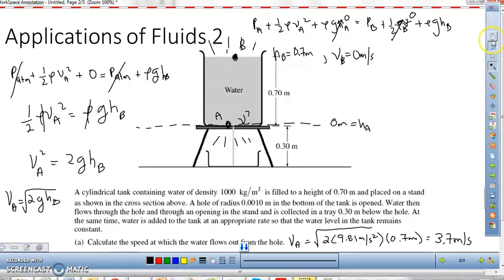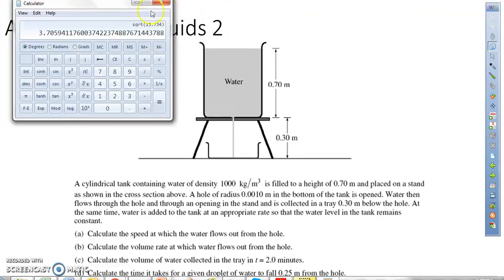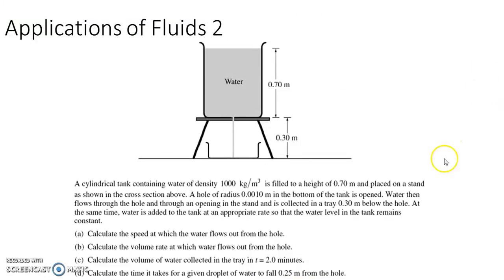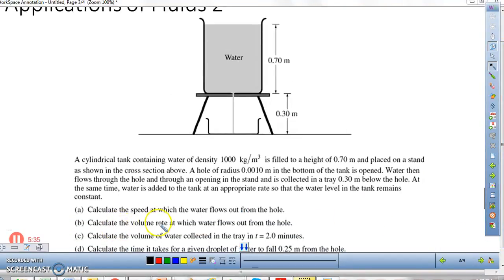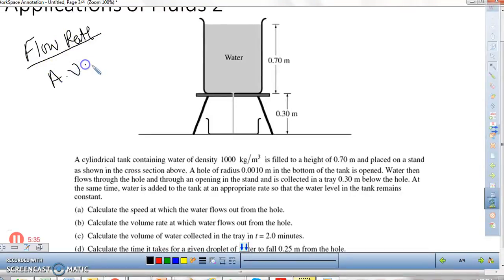Let me clear this off, move this down, and talk about the next question. The next question says, what's the flow rate at which the water flows out of the hole? For flow rate, there are two equations we can use. The first one is the area times the velocity. That will give us the flow rate. The other option is the volume divided by time. This is also flow rate.